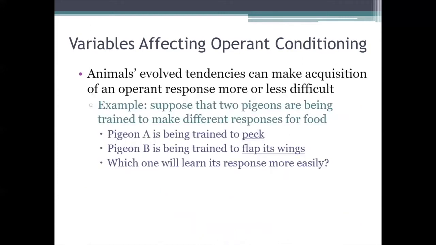And we also need to consider the role that an animal's evolved behavioral tendencies can play in operant conditioning. Because those evolved tendencies can make it so that acquiring a certain response is either more difficult or less difficult, depending on what the behavior is and what reinforcer it produces as a consequence.